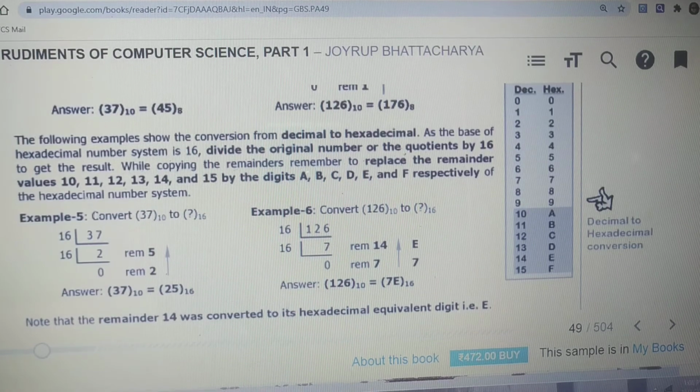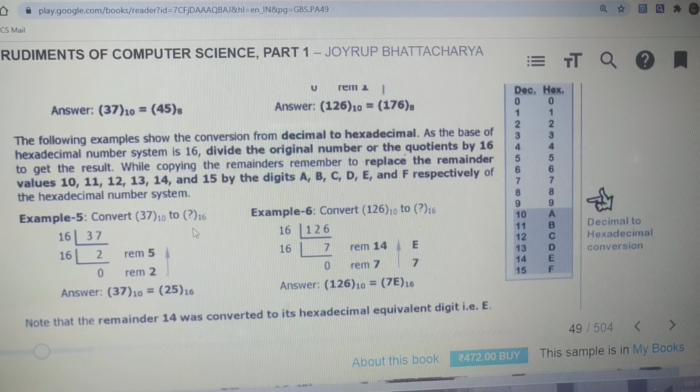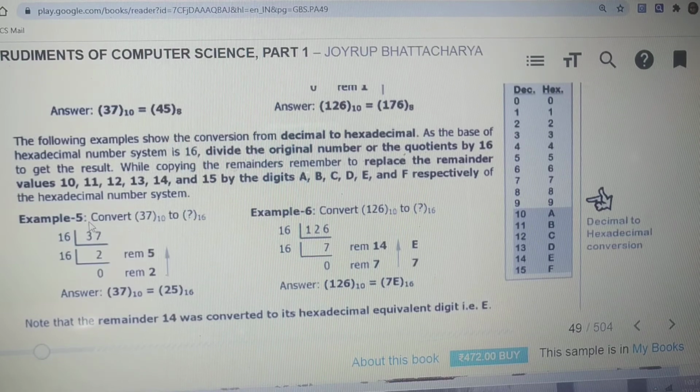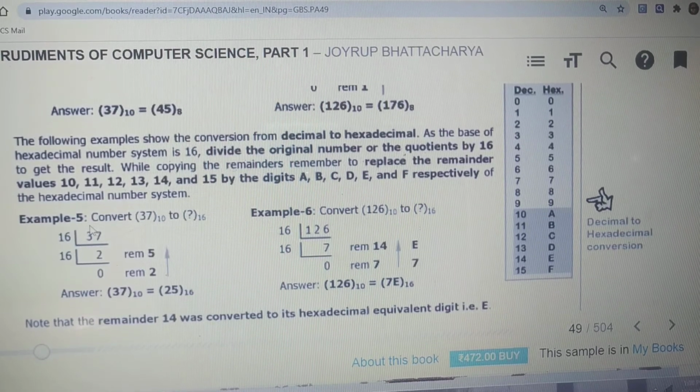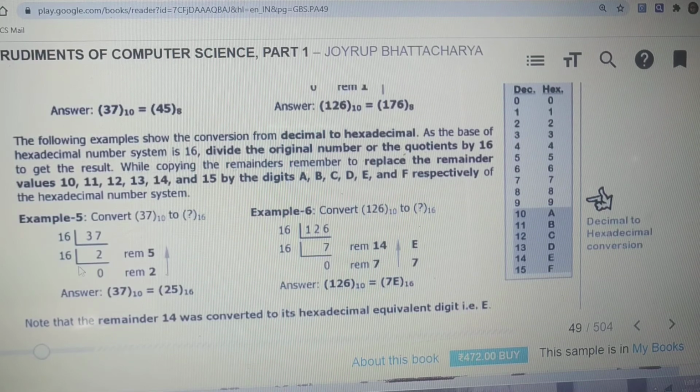Now coming to the topic of decimal to hexadecimal conversion. The hexadecimal base value is what? Because there are 16 digits, that's why the base is 16. So try to divide the number 37 by 16. 16 twos are 32. So 37 minus 32, the remainder is 5. Again 2 is the quotient. We cannot divide 2 by 16, so the quotient is 0 and the remainder is 2. So from bottom to top, 25.